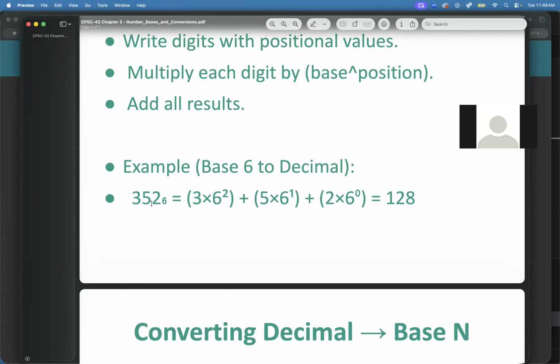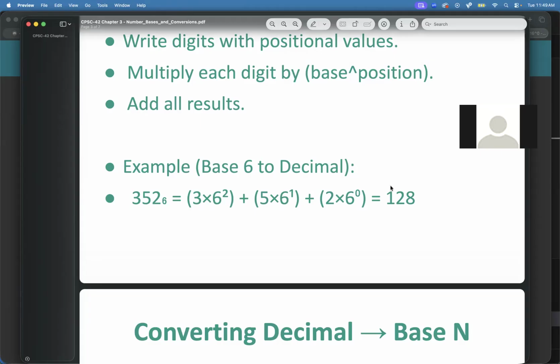So for base 6, same thing. The 2 is in the ones digit, so that's going to be 2 times 6 to the 0. Then you have 5, 5 times 6 to the 1. And then you have 3, 3 times 6 to the 2, right? Exactly what we did with 16, but this time with 6. And if you multiplied those all out, then you're going to get a number 128, apparently.